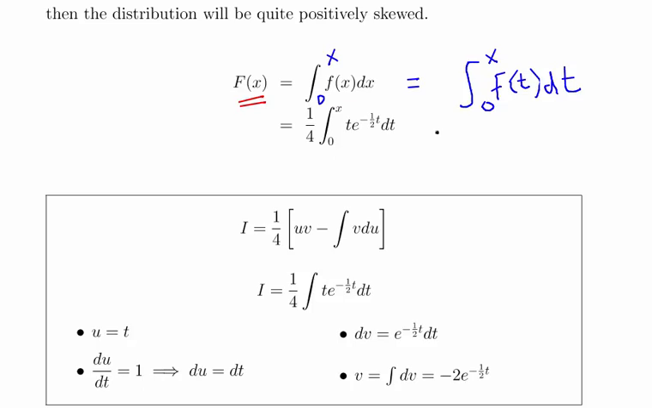So it's just temporarily we put in a different variable when we're integrating it, and then it resolves out when we evaluate it using the definite integrals, the upper and lower limit of integration there, 0 and x. What we want is a function in terms of x. So what we have here is 1/4 of the integral from 0 to x of t times e to the minus 1/2 of t dt.